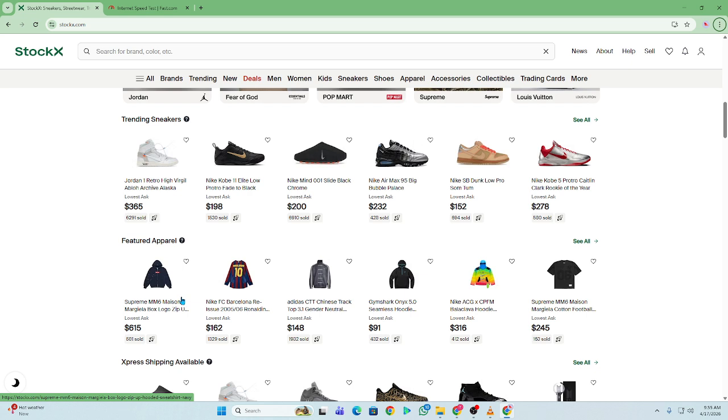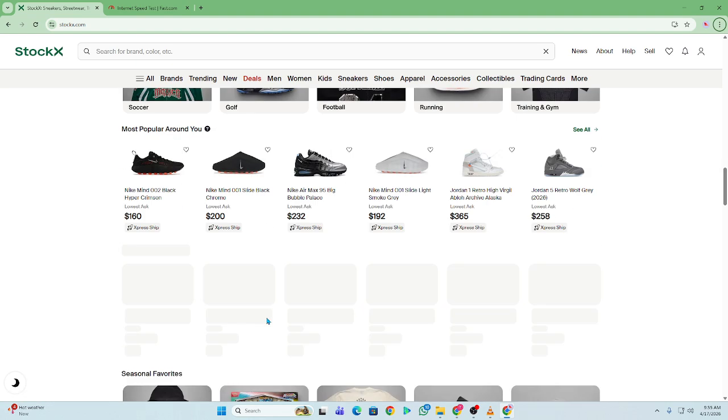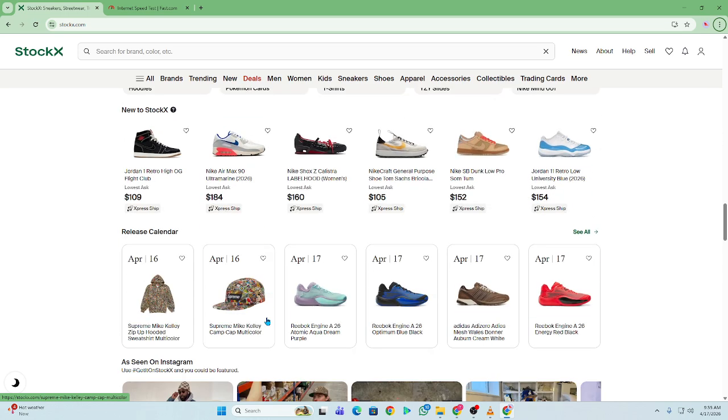Next, click on the product. This is where you'll find the full price chart, recent sales, and market trends. Now look at the price chart. It shows how the item's price moves over time, up, down, or stable. Next, switch between time ranges like 7 days, 30 days, or 1 year to understand short-term and long-term trends.